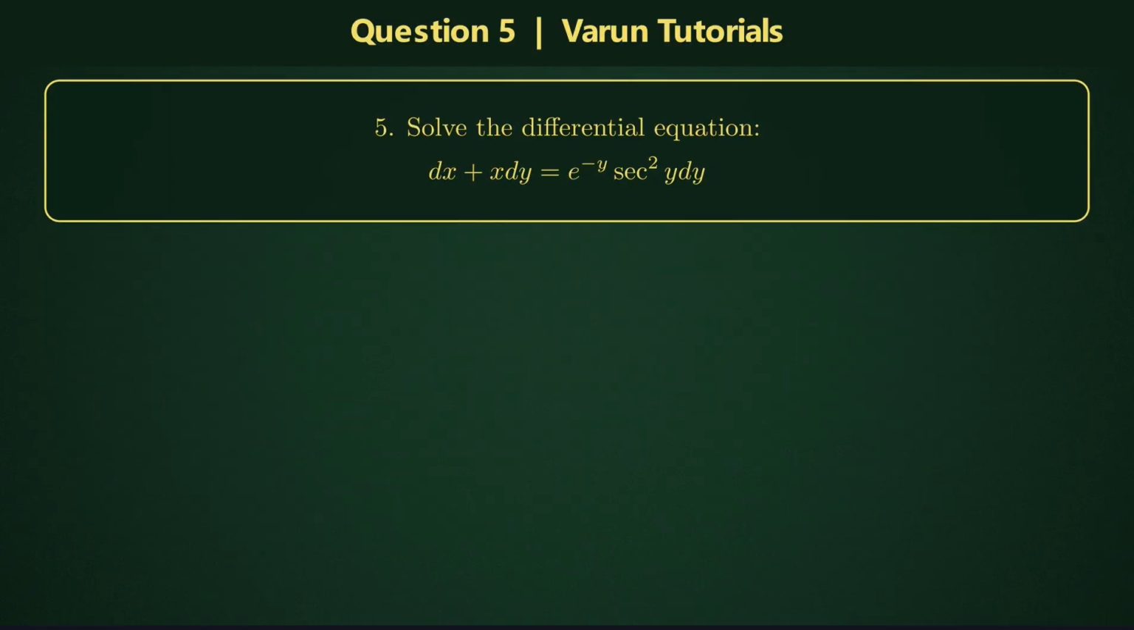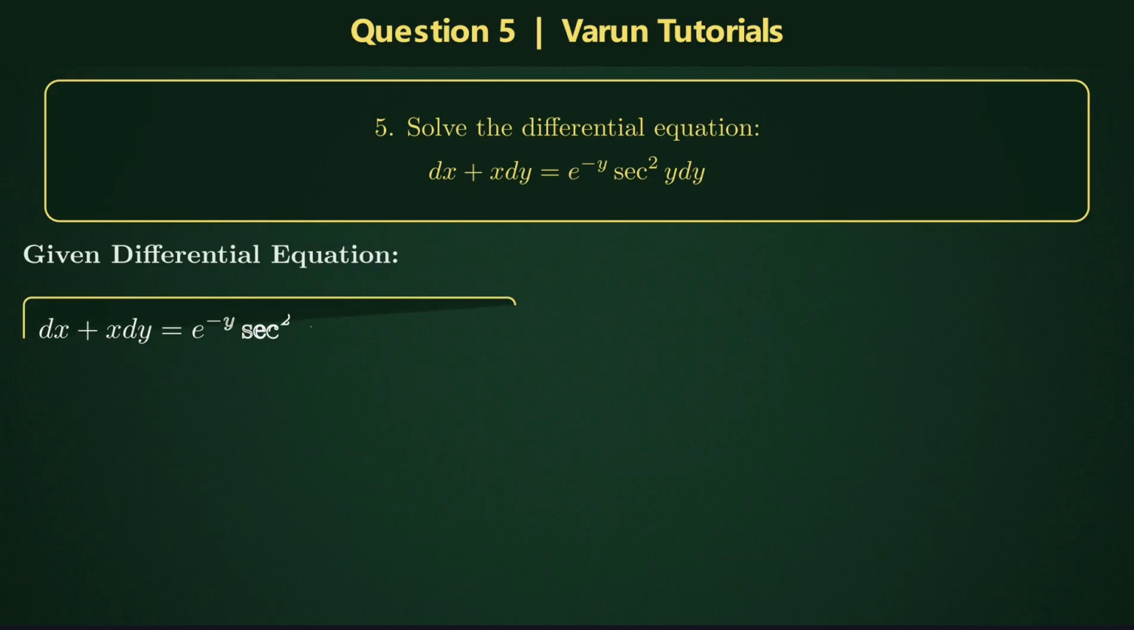Let's solve question 5, dx plus x dy equals e to the minus y times secant squared y, dy. We will rewrite it with respect to y, find the integrating factor, and integrate. We start with the given differential equation. The equation is dx plus x dy equals e to the minus y times secant squared of y, dy. We label this equation as line 1.